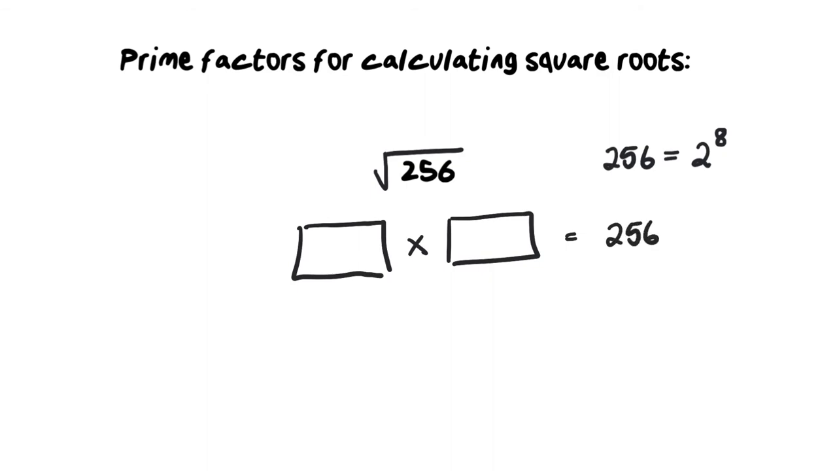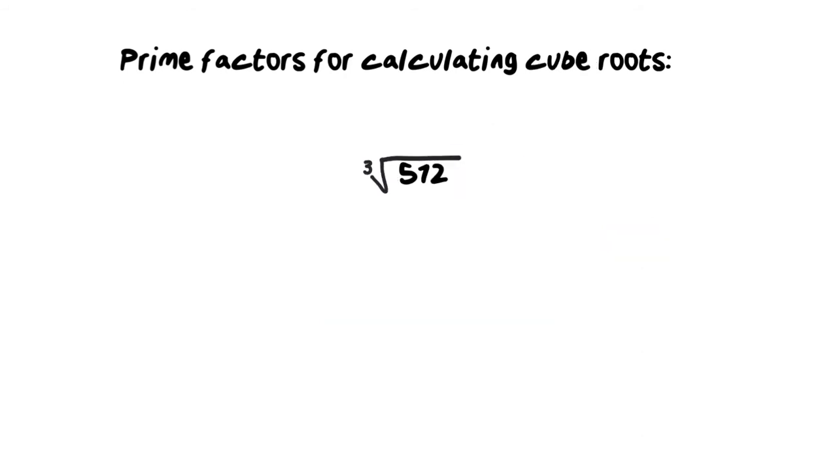Now that you know that it's 2 to the power of 8, it means that I have 8 2's. So 2 times 2 times 2 times 2 multiplied by 2 times 2 times 2 times 2. This should help you to see that 2 times 2 times 2 times 2 is 16, multiplied by another 16 will give you 256. Therefore, using prime factors, I can see that the square root of 256 is 2 to the power of 4.